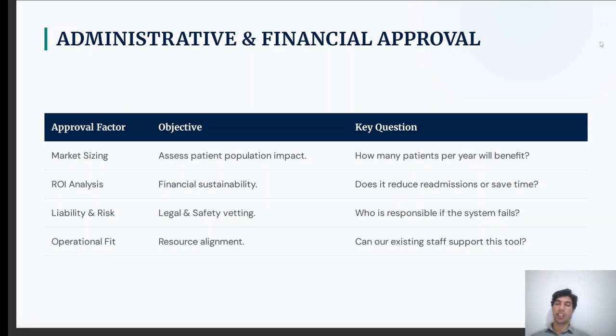Next is the liability and risk analysis. The objective is legal and safety evaluation. A question that could arise is, who is responsible if the system fails? For that, we have to have proper audits performed and conducted. And finally, the operational fit. The objective is resource alignment. For example, can our existing staff support this tool?